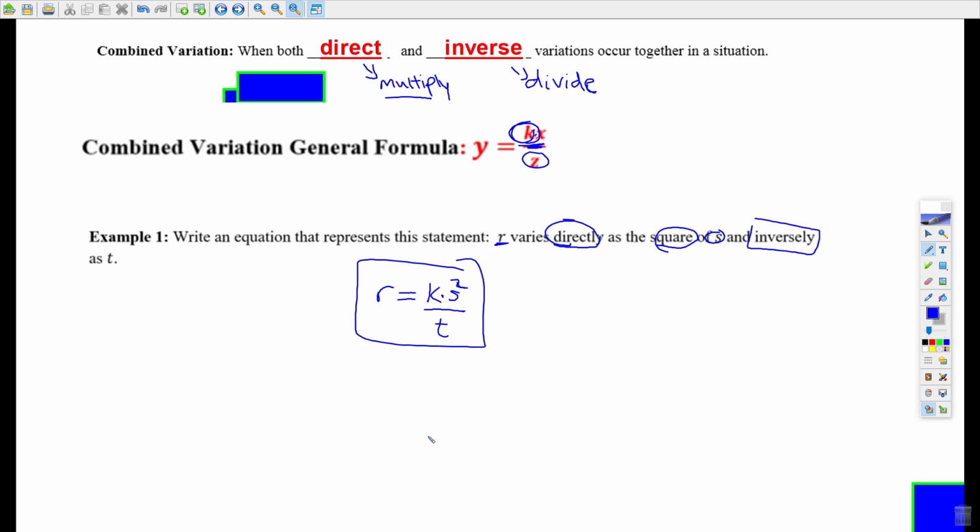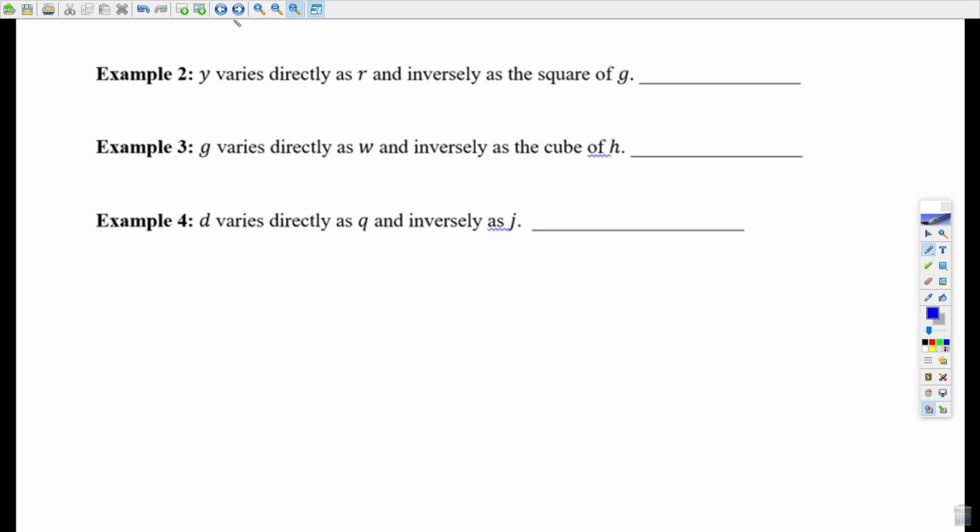These ones are a little more complicated because they have more variables. But you just have to remember, you read it from left to right, and as you read it, you write it. And don't ever forget K is always there. So this one means you had to multiply, and this one means you had to divide. We're going to try a couple other ones, see if we can get the hang of it.